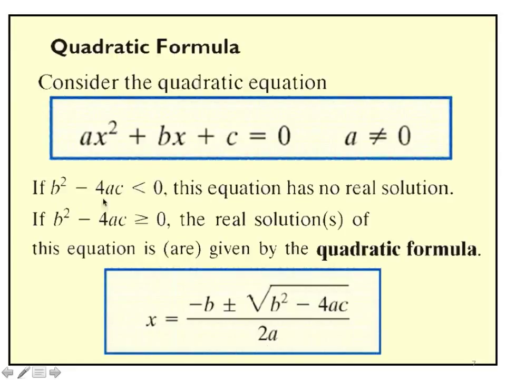Now, what happens if you have b squared minus 4ac, if you get a number that's less than 0, so I get a negative under here, we aren't going to have any real solutions. So we're going to have no real solutions. If you get something that's greater than or equal to 0, though, you will get some kind of real solution. If this is equal to 0, you're going to get one solution. If it's greater than 0, then you're going to get two solutions. And you're going to find them by using the quadratic formula.